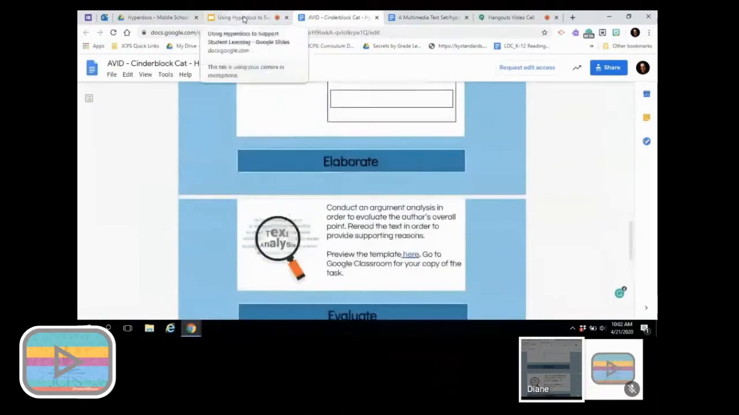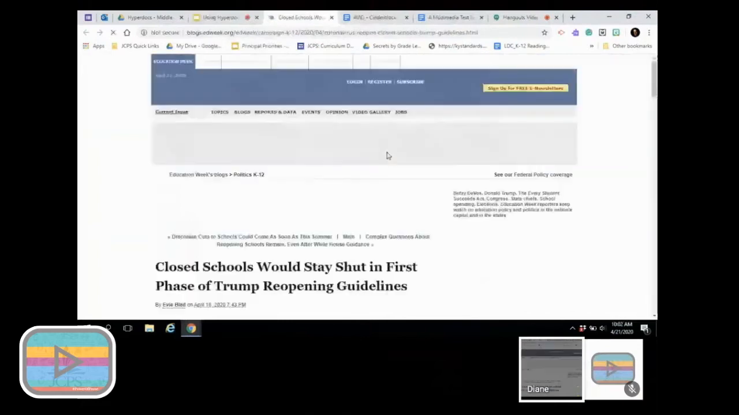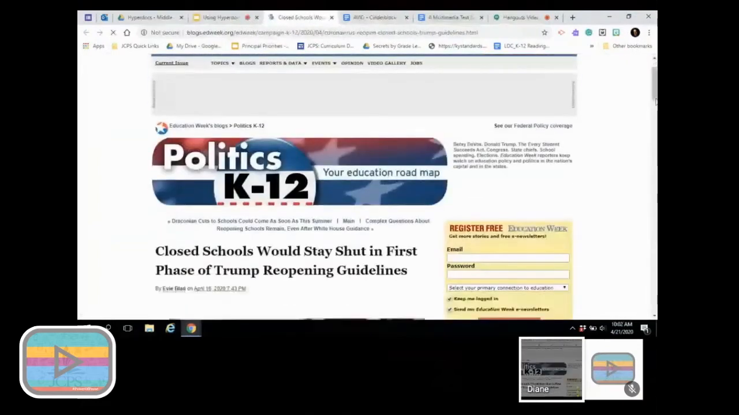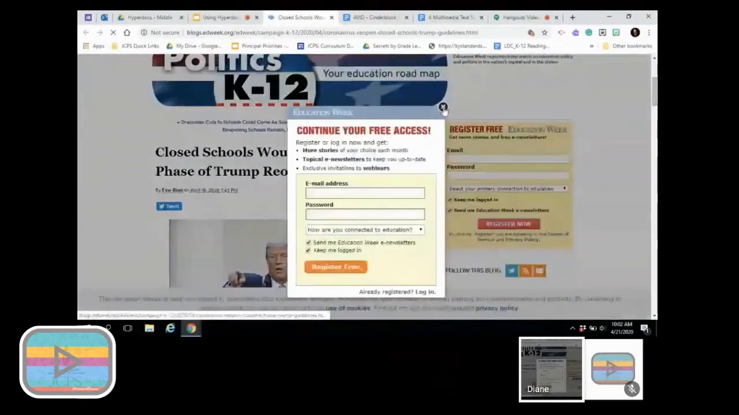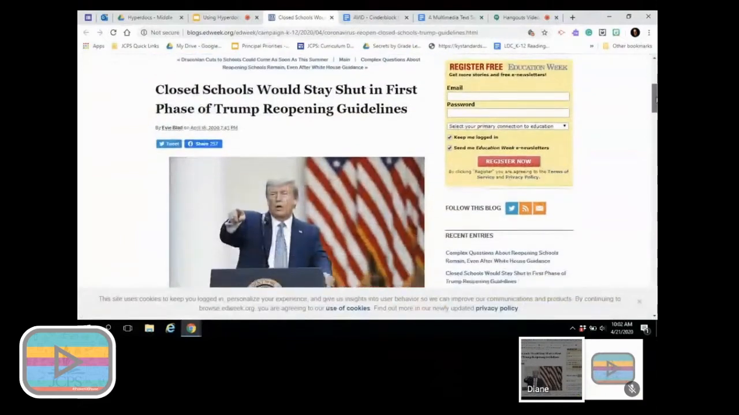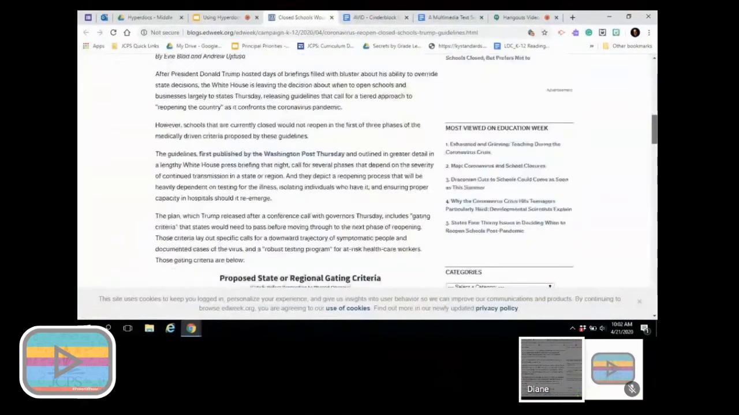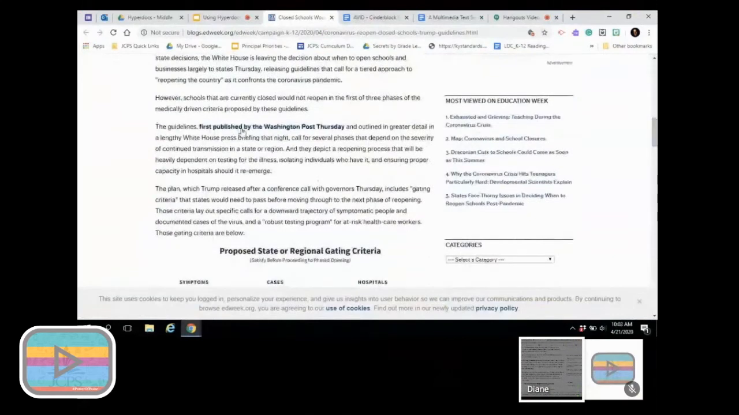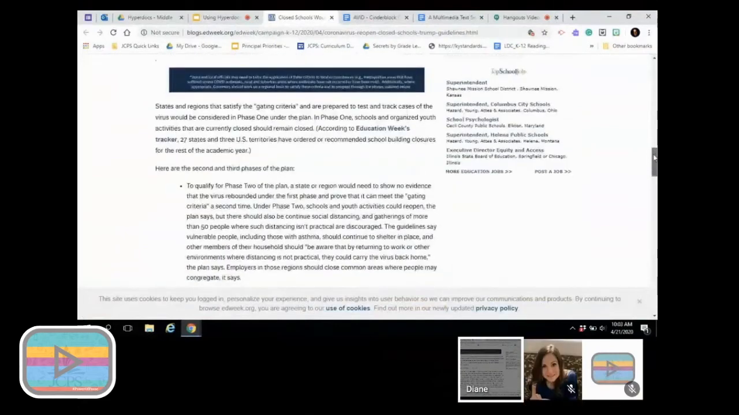And when we're talking about hypertext, we're talking about articles. A lot of times it's most of the things that you see on the web, because HTML stands for Hypertext Markup Language, correct? So here is an article from EdWeek, and you'll notice that it has links within it. And that is part of what makes it hypertext.